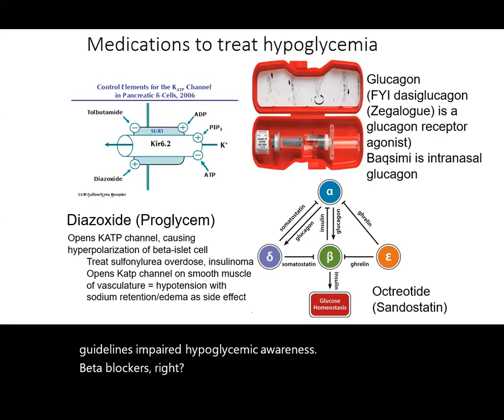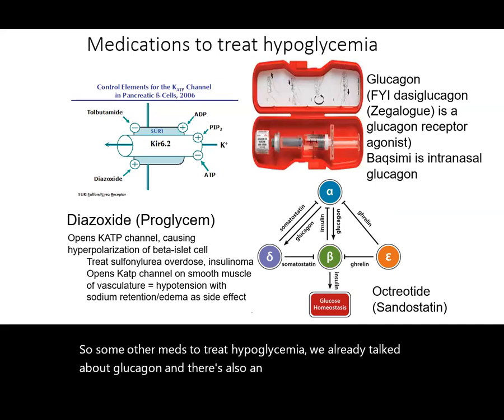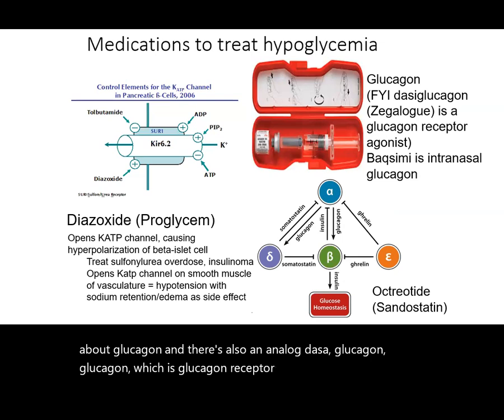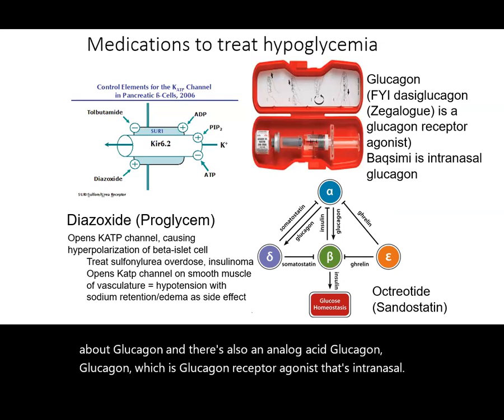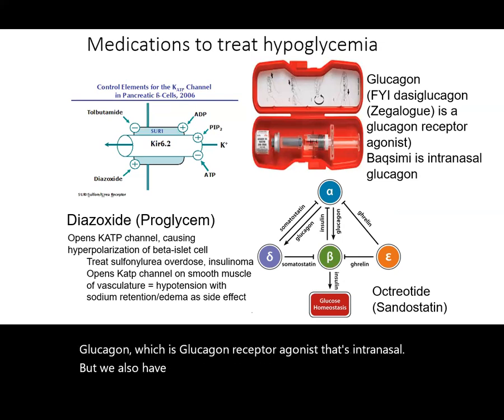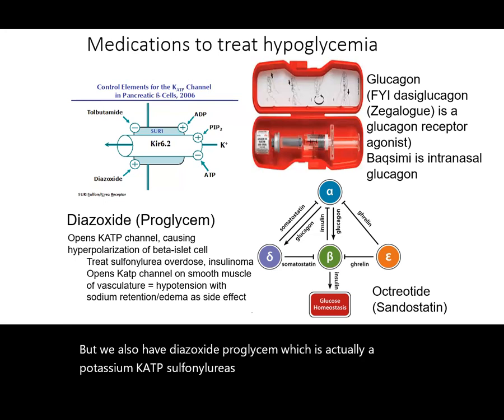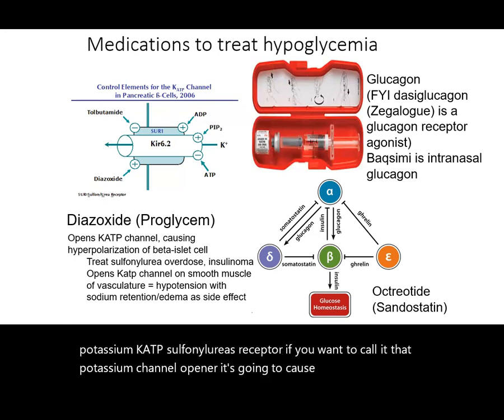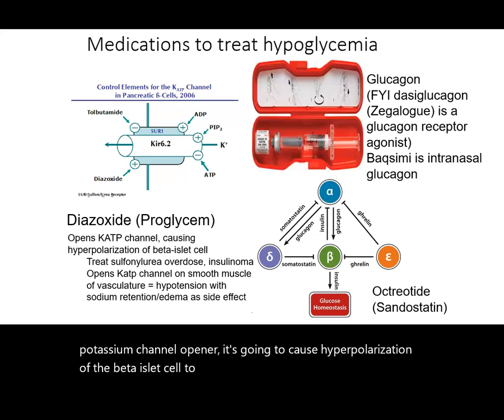So some other meds to treat hypoglycemia: we already talked about glucagon, and there's also an analog, dasiglucagon, which is a glucagon receptor agonist, that's intranasal. But we also have diazoxide, Proglycem, which is actually a potassium KATP sulfonylurea receptor, if you want to call it that, potassium channel opener. It's going to cause hyperpolarization of the beta islet cell to prevent insulin release.